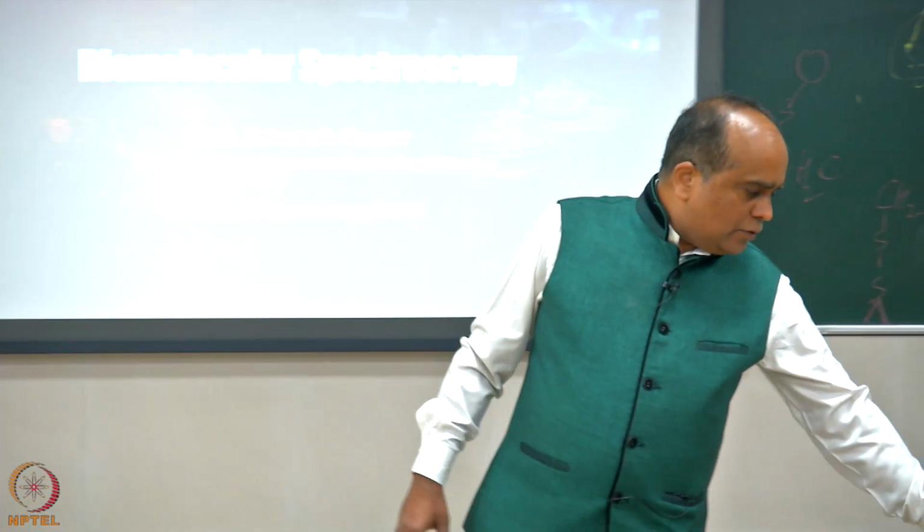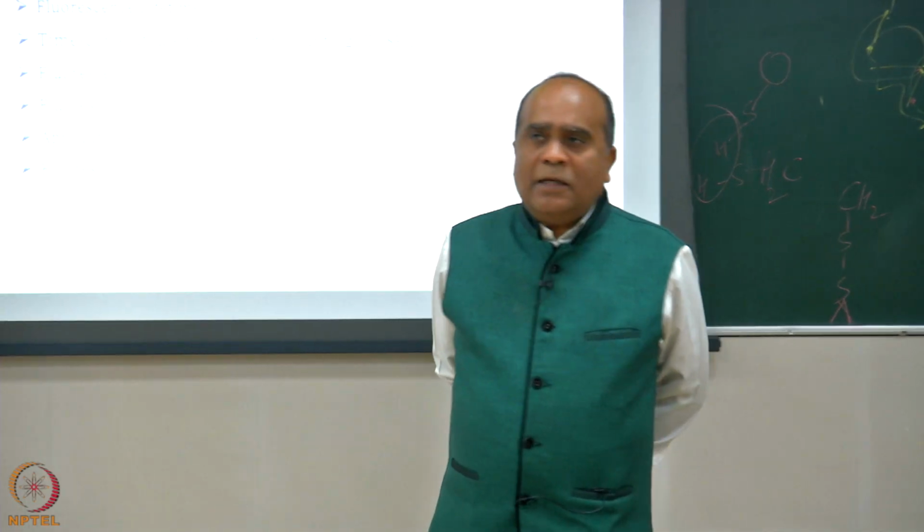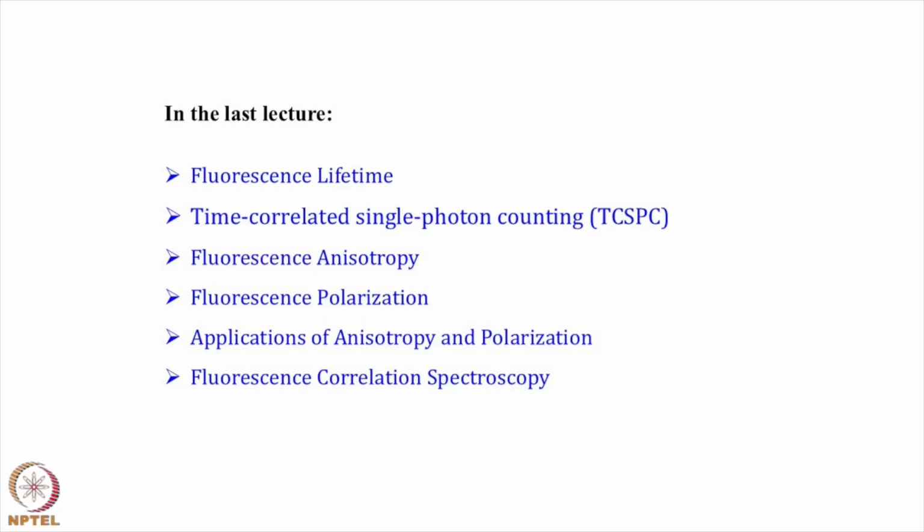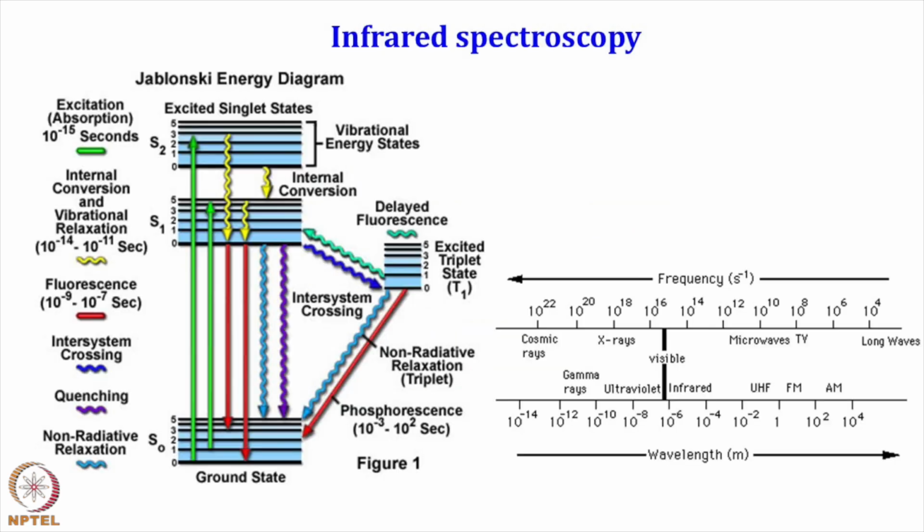So, that is what we have already looked at, and in the last lecture we looked at fluorescence lifetime, time correlated single photon counting, fluorescence anisotropy, fluorescence polarization, application of anisotropy and polarization, FRET and fluorescence correlation spectroscopy. So, remember this Jablonski diagram, exciting an electron from ground state to excited state.